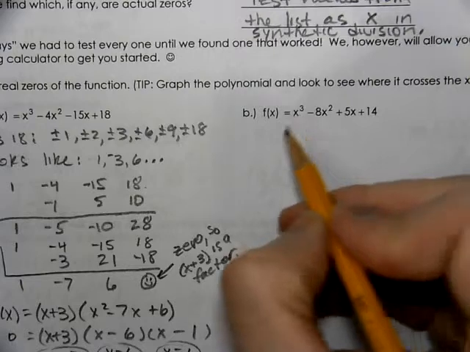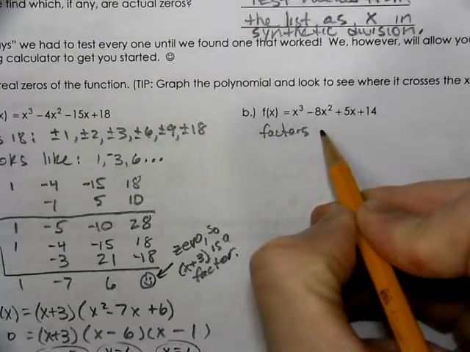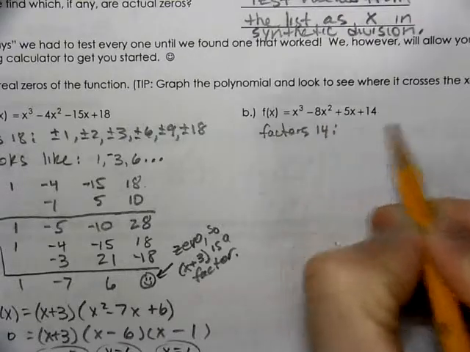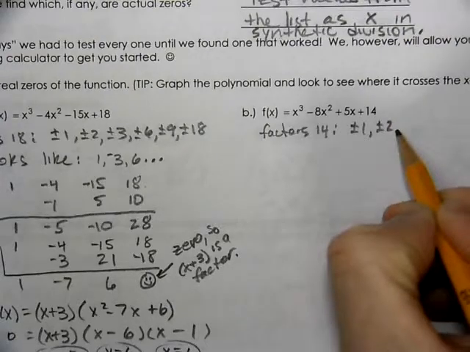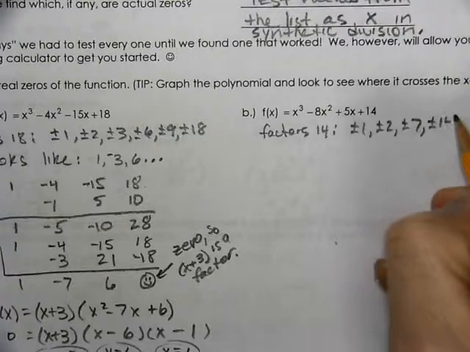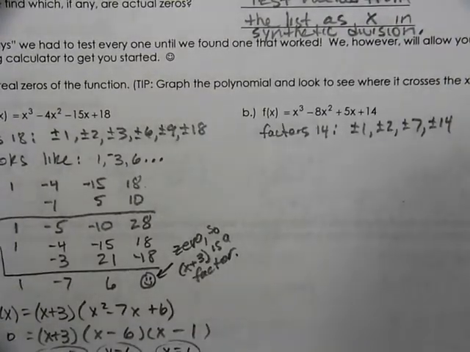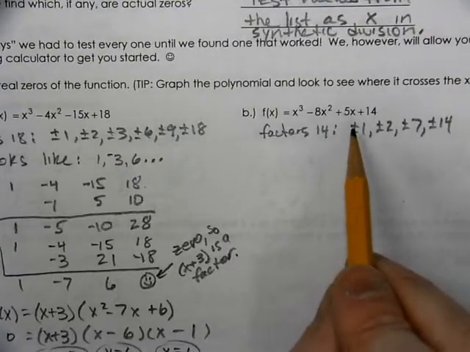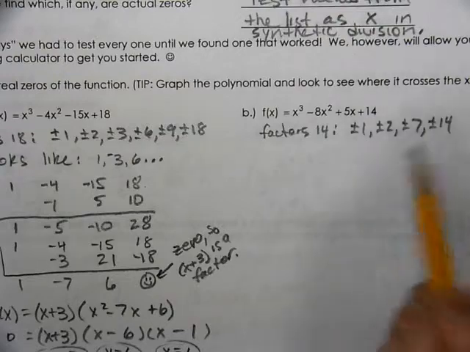So we'll start with this one. We're looking for the factors of 14. We know that that's plus or minus 1, 2 goes into 14, 7 goes into 14, and of course 14 goes into 14. If we didn't have our graphing calculator, we would have to just start with positive 1 and then try negative 1. Positive 2, then negative 2. Eventually one of those would work.